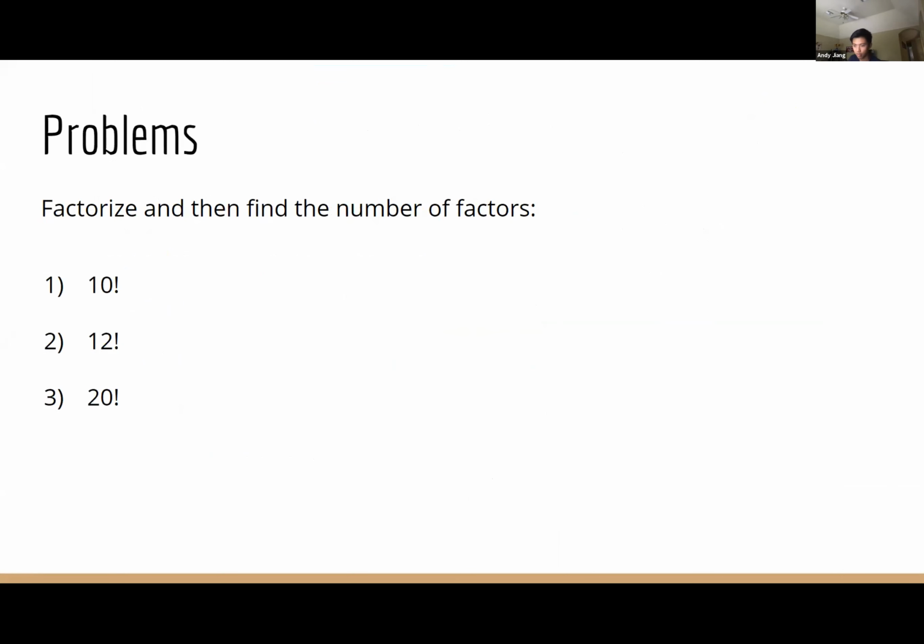We have 10 factorial, 12 factorial, and 20 factorial. All of these numbers would be hard to factorize if we just listed out 10, 9, 8, all the way down to 1. So here we want to use the formula, the process from before.